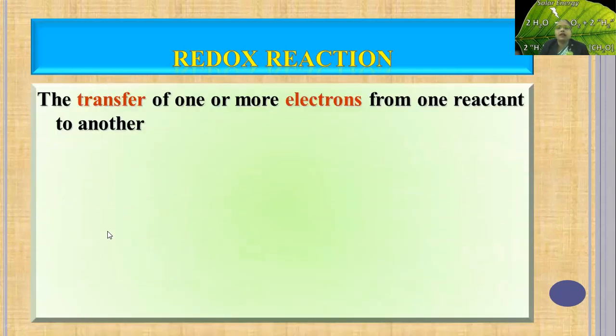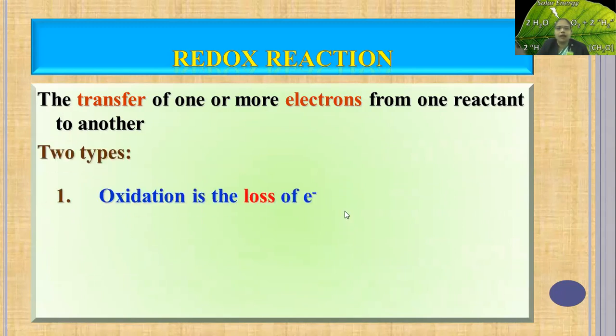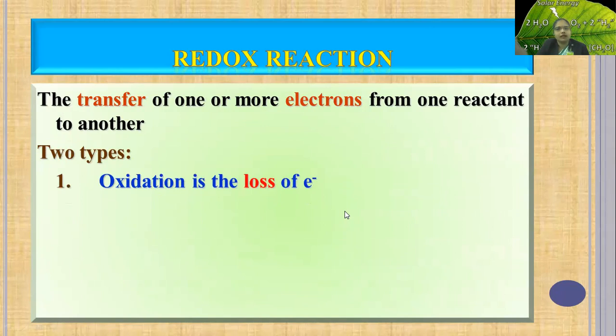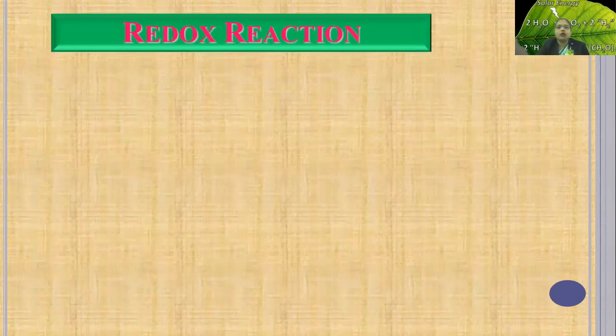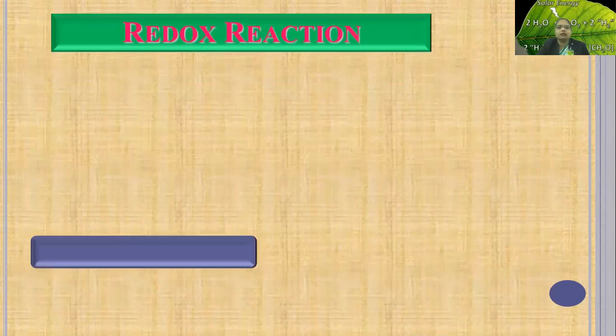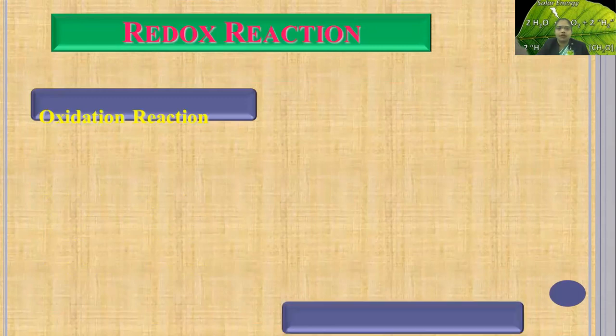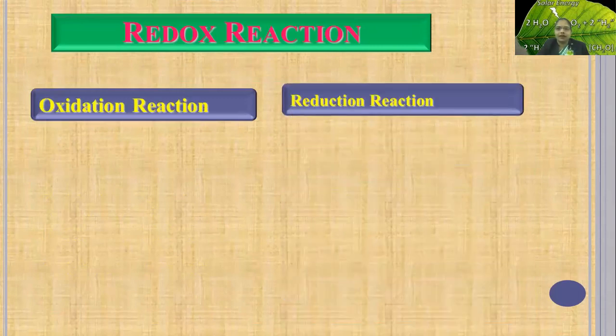So it is the transfer of one or more electrons from one reactant to another. Here they divide into two types: oxidation and reduction. Oxidation is the loss of electrons, and reduction means gain of electrons. So redox reaction means both oxidation as well as reduction.